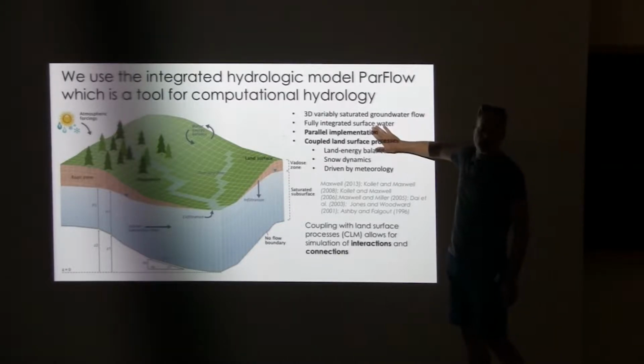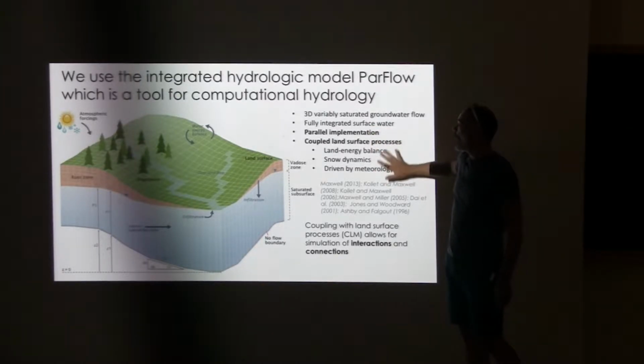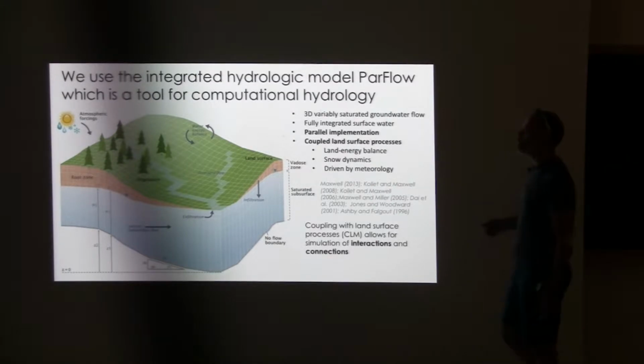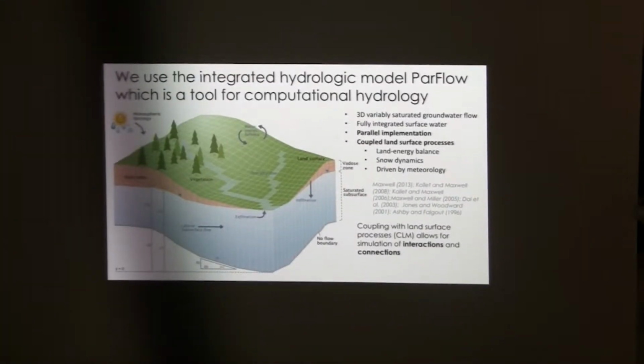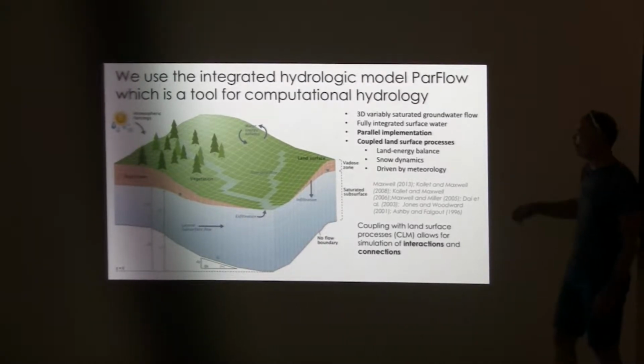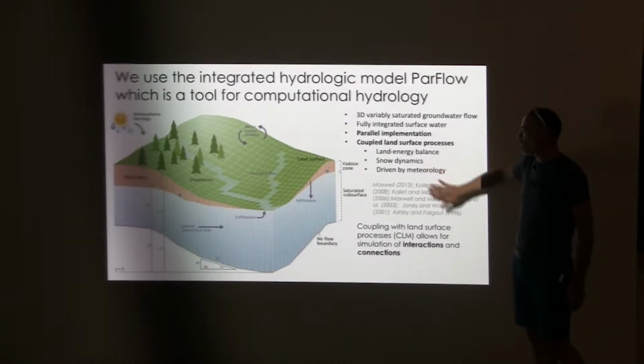Now, ParFlow is built to be parallel from the ground up. And we have our own land surface model, a descendant of the original CLM, the Common Land Model, which is what the Community Land Model is descended from, and ours as well, which has full land energy balance and snow dynamics.